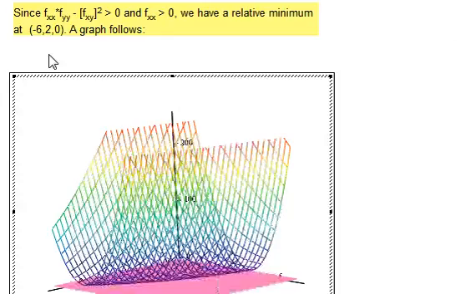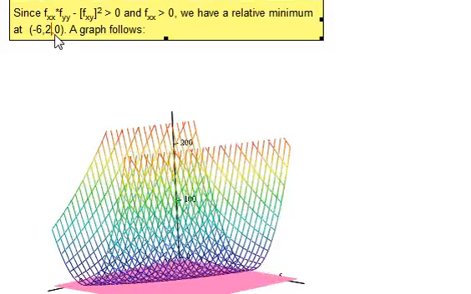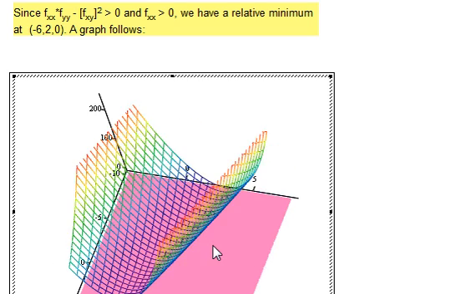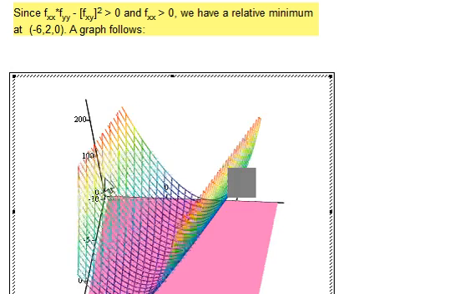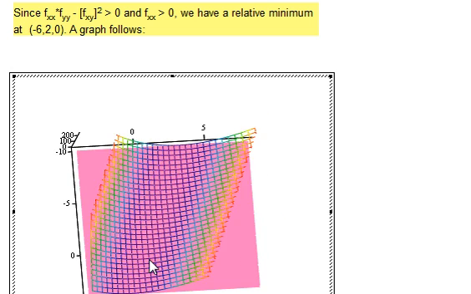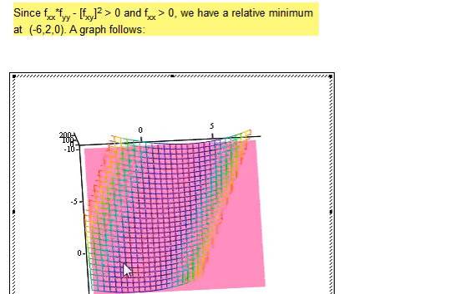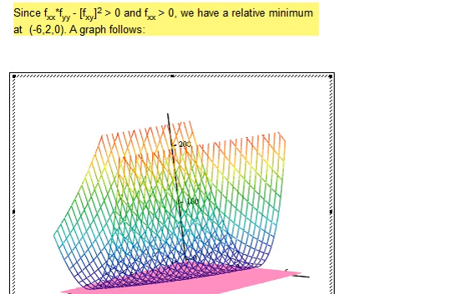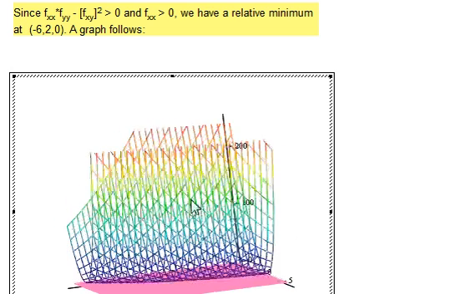So hard to see it, but at the point x is negative 6, y is 2, z is 0, we do have a minimum point. Let's see if I can find it. x is negative 6, that's back here. y is 2, and z is 0. And I drew the xy plane in there. Whoops. So you can kind of see it.